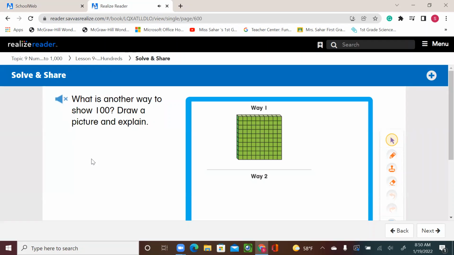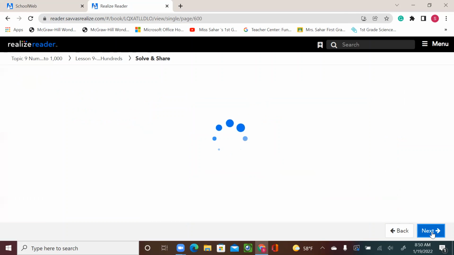What is another way to show 100? Draw a picture and explain. Today we're going to learn how to see and read 100 in different ways. So let's start our video.